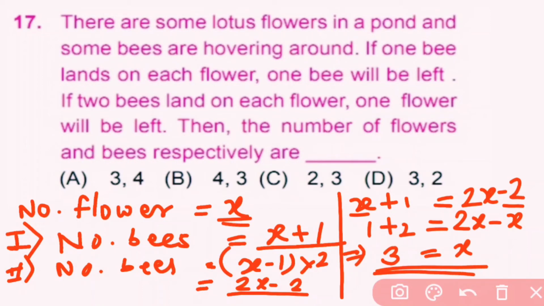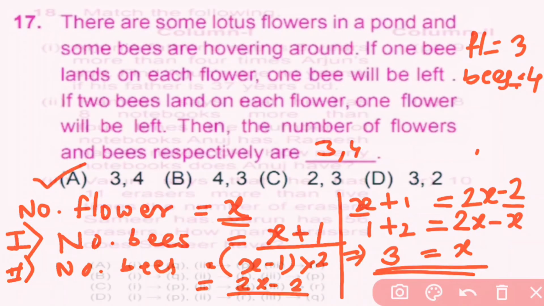x is the number of flowers, so the number of flowers is 3. And the number of bees means x plus 1, means 3 plus 1. Bees is equal to 3 plus 1, which means 4. So the number of flowers and bees respectively are 3 and 4. A is the correct answer. Question number 18.